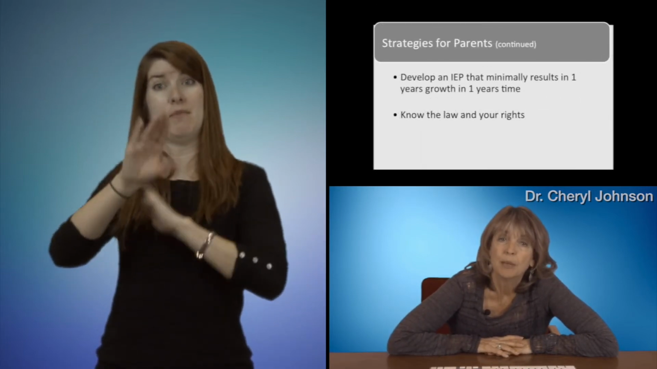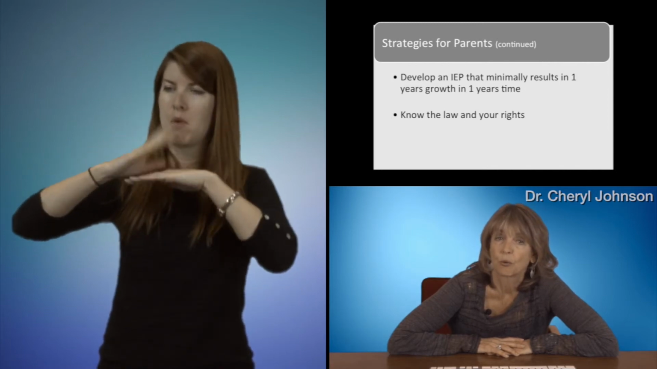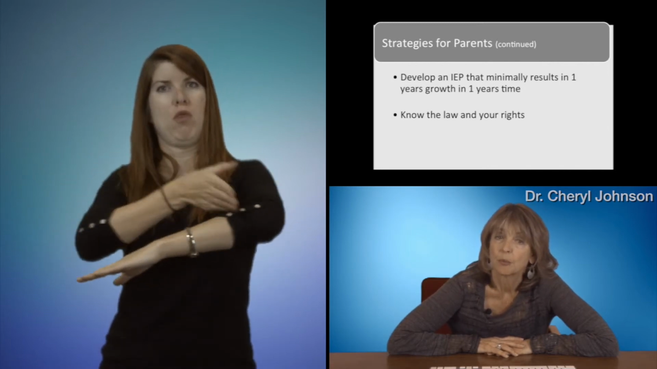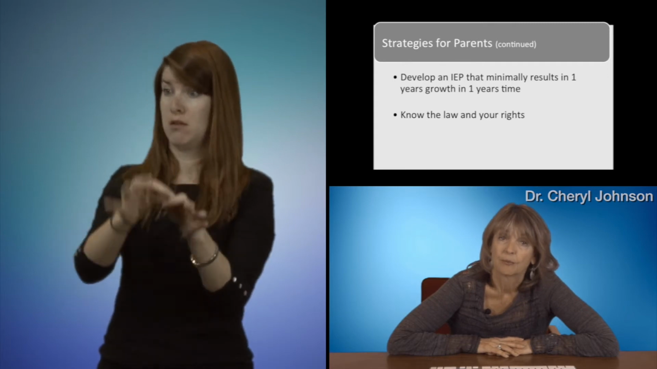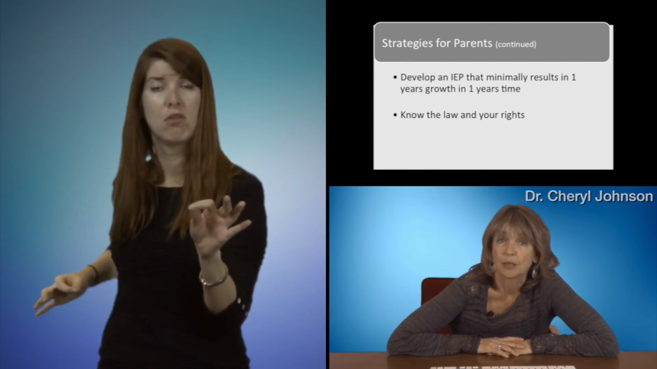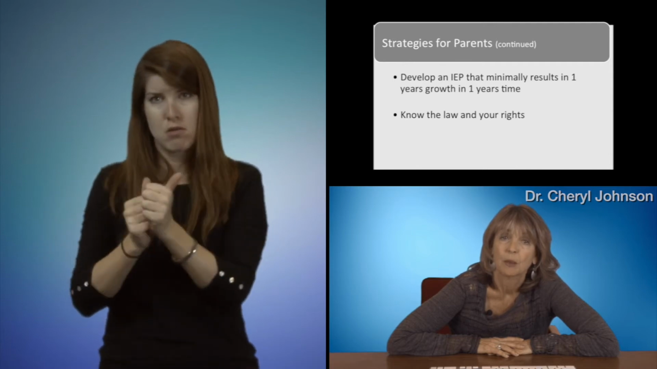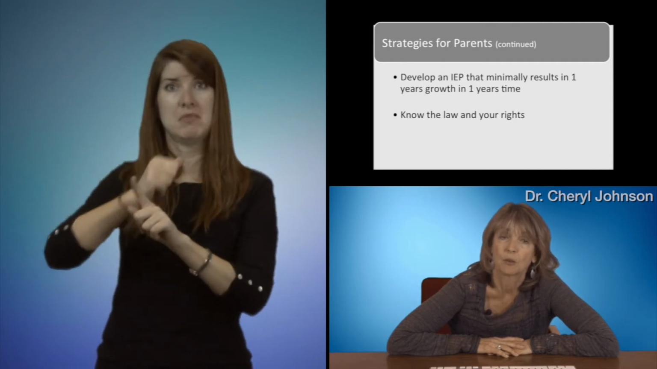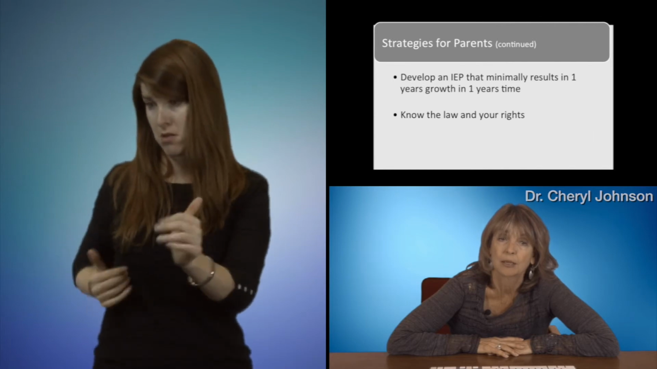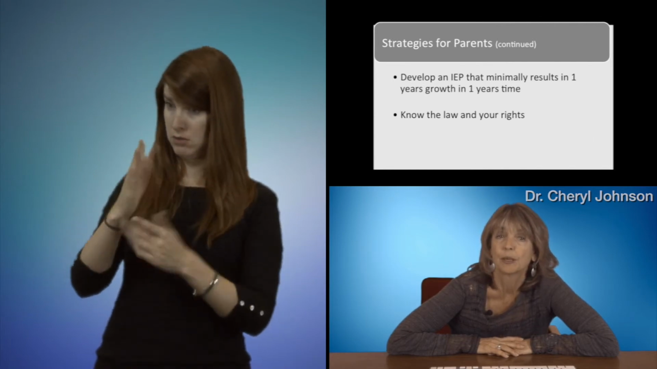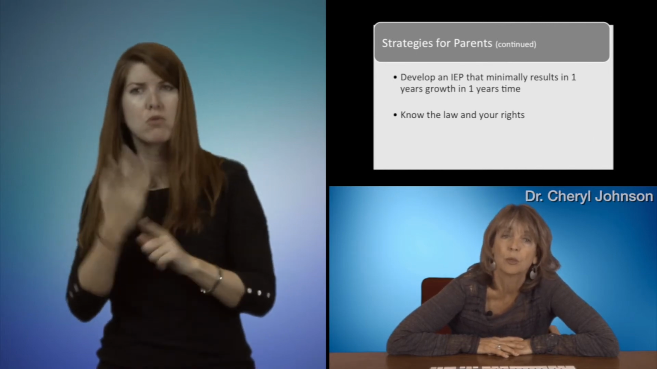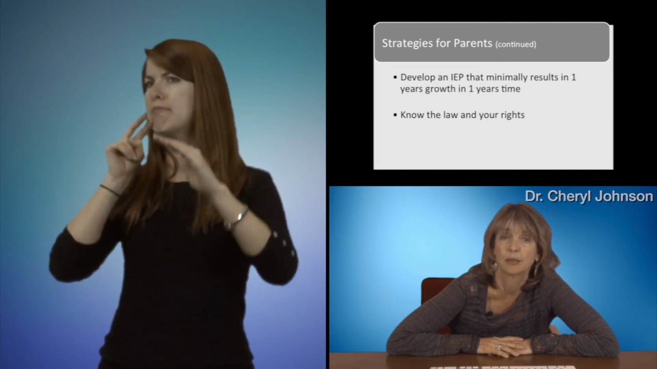Develop an IEP that minimally results in 1 year's growth in 1 year's time. Some children need to make up more than a year, and so those children would need an IEP that's constructed to give more intense services to try and close that gap. But if the child's not making that kind of progress, we then need to go back and say, are the services appropriate? Is the placement appropriate? Why aren't we seeing the progress that we anticipated?